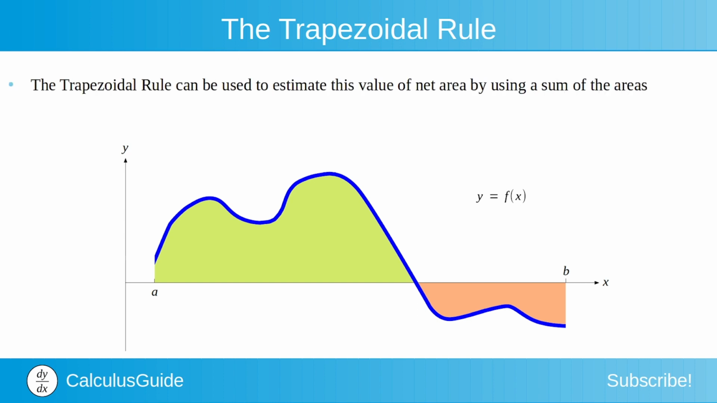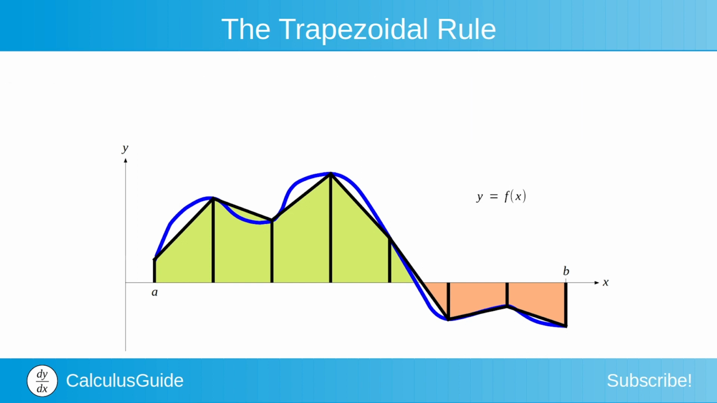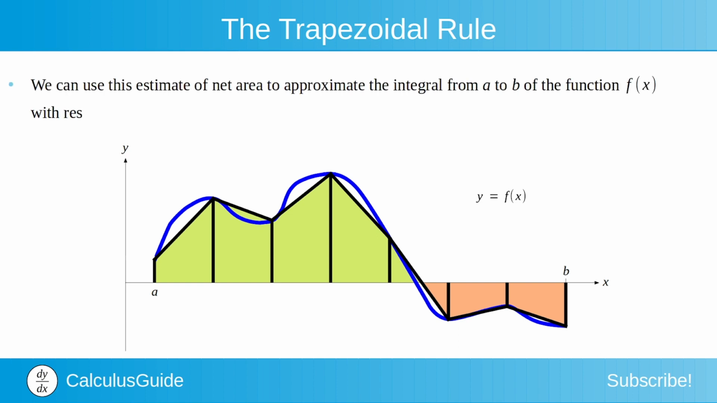The trapezoidal rule can be used to estimate this value of net area by using a sum of the areas of trapezoids, counting area below the x-axis as negative. We can use this estimate of net area to approximate the integral from a to b of the function f of x with respect to x.